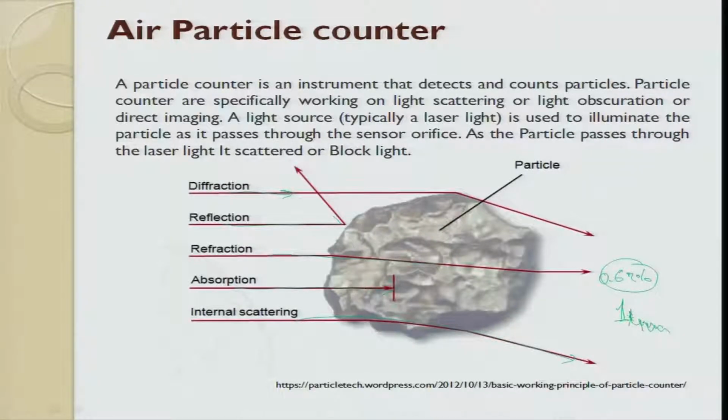So, the principle here is a light source, typically a laser light, is used to illuminate the particle, and it passes through the sensor orifice. As the particle passes through the laser light, it scatters or blocks the light, right? The scattered light is used to tell us the particle size.